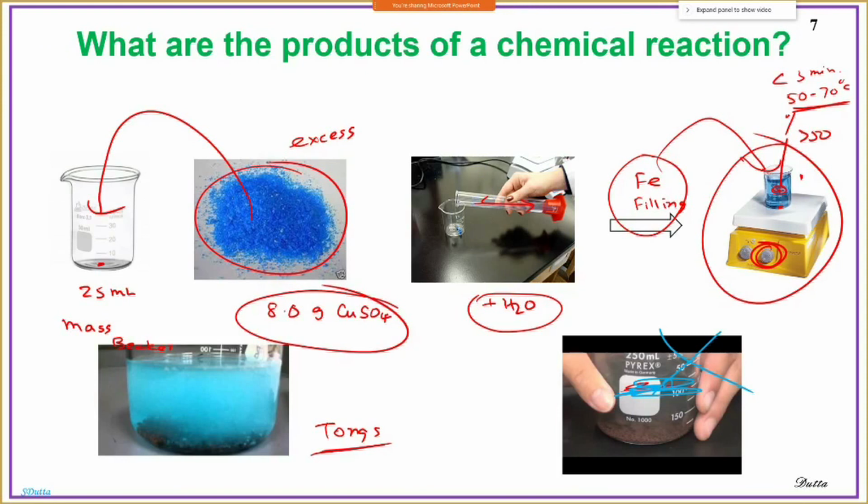Then you have the copper. Now this is a little bit darker copper. It's taken from one student's beaker. But you can have very shiny copper. What is the color of copper? Metallic copper. You know what metallic copper means? Is it brown? So the brown metallic copper.